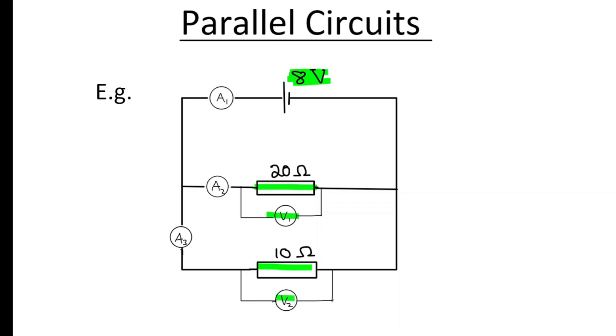Voltmeters are always connected in parallel. Also, you have two other ammeters, one on each branch, to measure the current in each branch. So what you're trying to find is the reading on each meter. Now, the first thing we need to know about a parallel circuit is the PD across each branch is the same as the EMF of the cell.